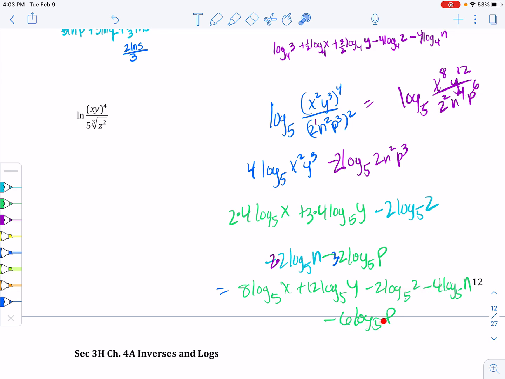These 3 were negative because they're in the bottom. These 3 were positive because, or sorry, just 2 of them. Those 2 were positive because they're in the top. So you can do it either way. Both get you to the same spot. Personally, I like this way better, but either gets you to the same thing. And that's how you expand your logs. Then you check and make sure in your arguments you have no multiplying, no dividing, and no powers. And that's how you tell you're done.